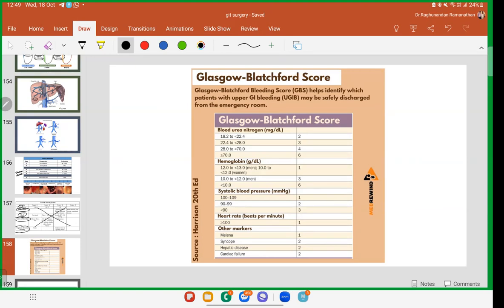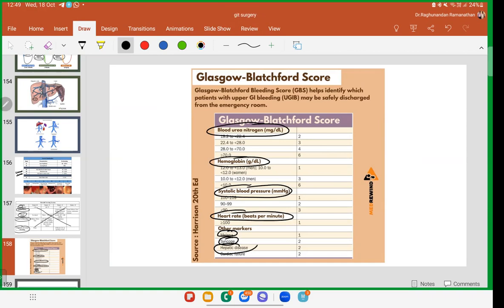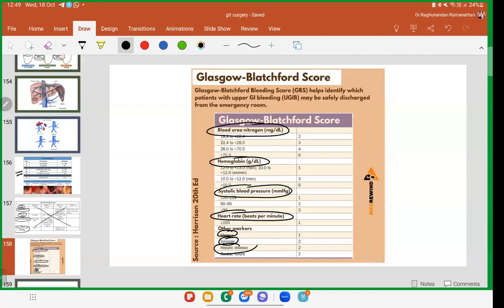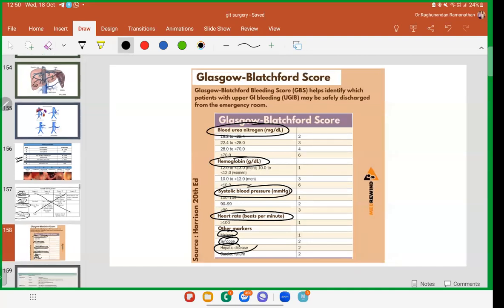The Glasgow Blatchford scale helps in identifying patients with upper GI bleeding who may be safely discharged from the emergency room. Here you consider, number 1, systolic blood pressure; number 2, heart rate; number 3, hemoglobin; number 4, blood urea nitrogen. Along with it, melena, syncope, hepatic disease, and cardiac disease. These are the Glasgow Blatchford scoring parameters. This is very important.